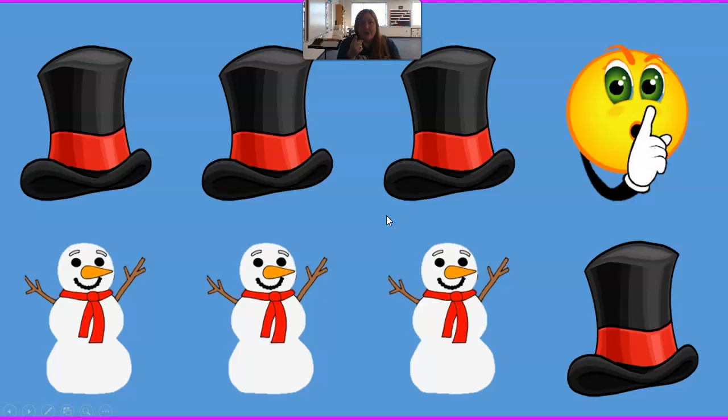There's a new symbol. Did you see it? It's on the end over here. And when we see this yellow man who's giving us a shh sign, we're going to keep our hands apart because we're not going to make any sound when we see his face. Give it a try. Here we go. We got hat, hat, hat, snowman, snowman, snowman, hat. How'd you do?